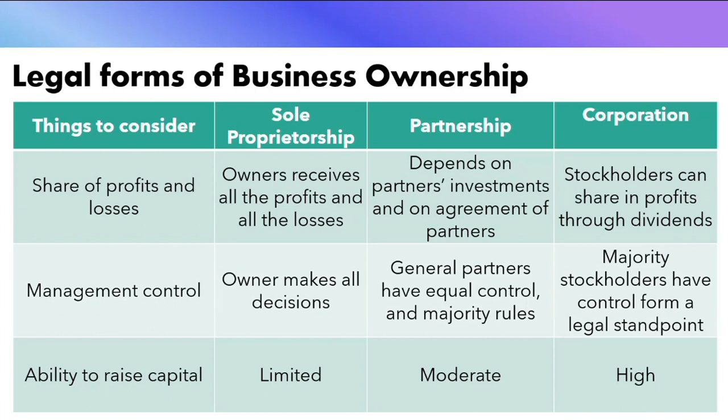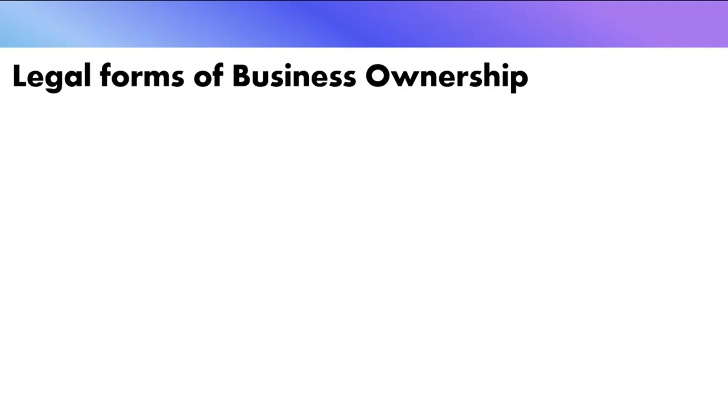And then last is ability to raise capital. Ayan. Pagdating sa sole proprietorship, limited lang. For the partnership, moderate, and then for the corporation, high. Bakit? Corporation, kasi nga maraming unlimited ng stockholders. Pwede kang umutang pagdating sa madali lang makakautang kapag corporation. Okay? And then aside from that, yun nga, may unlimited yung number ng stockholders, walang limit. Then for the partnership, moderate lang daw. And then sole proprietorship, limited kasi nga mag-isa lang. Okay?